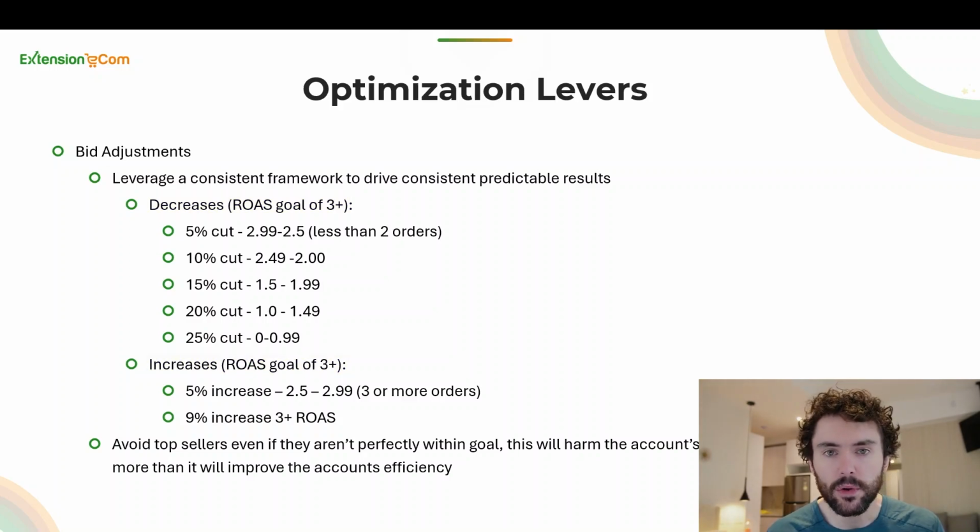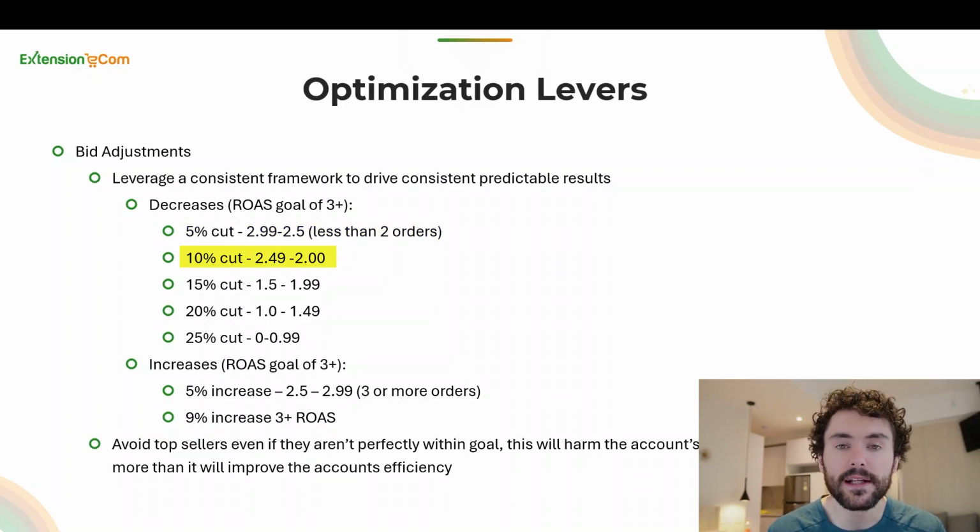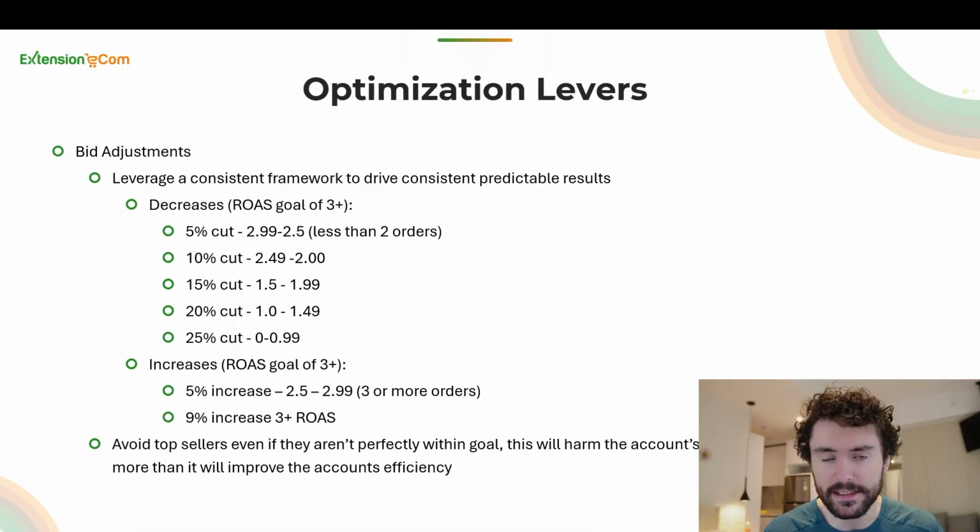So let's say we had a ROAS goal of 3, but you can apply this to any number and just change the range. For 3, let's say you're at 2.99 to 2.5, you can go into your targeting tab, identify all of those, and cut it by 5% if they have less than 2 orders. For anything that's 2.49 to 2.0, cut that by 10%. For anything 1.5 to 1.9, cut that by 15%, 1 to 1.4, 20%, and less than 1, 25%. So the further we get away from our efficiency goal, the larger cut we want to make, because it's unlikely that those, if they're at a statistically significant sample size, are ever going to recover and be efficient for the account.